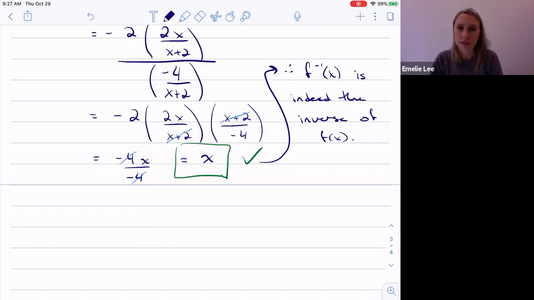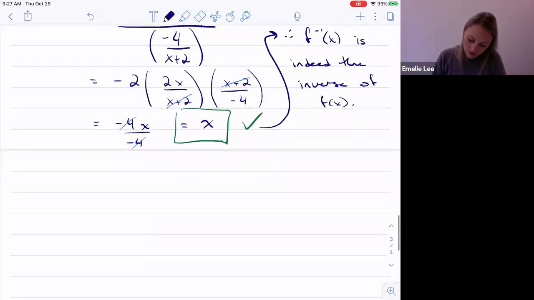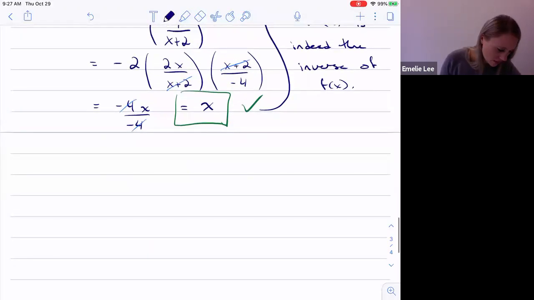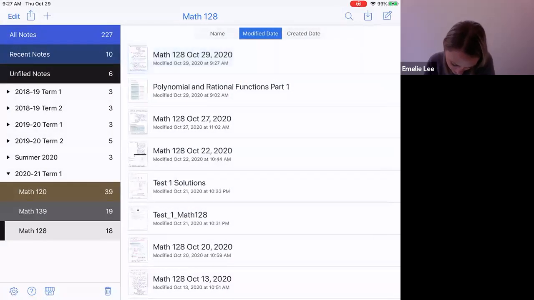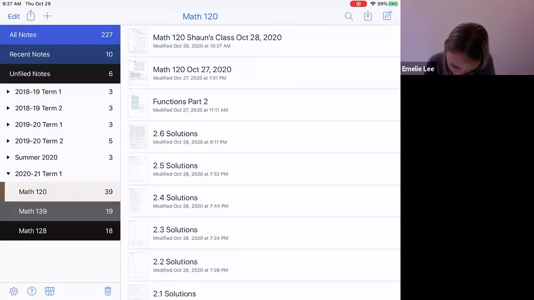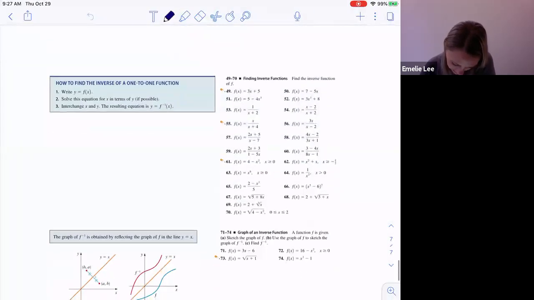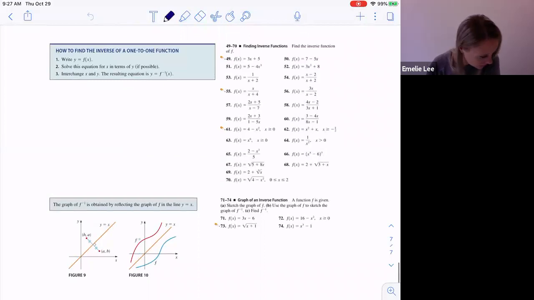Okay, so let's see here. Let's do another one, kind of start to finish. I'll go grab these, where were they? I think, yeah, here.